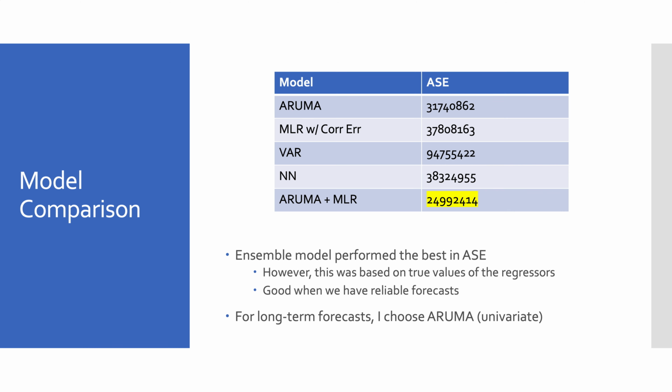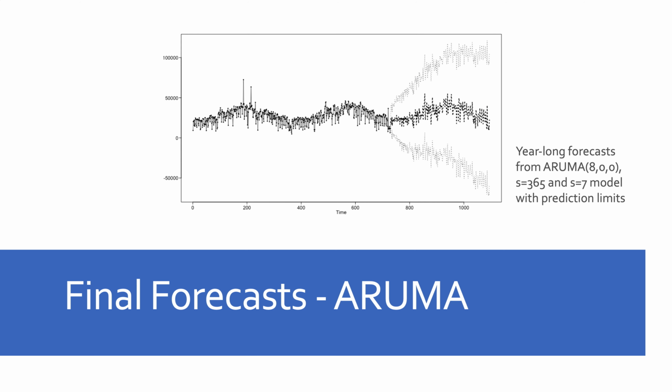So comparing the 5 models I created, we see that the ensemble model did have the best ASE, but it's important to note that those were based on true values of the explanatory variables. This would be good for maybe a short-term forecast where we're confident in the weather forecast for the next week or so. But for longer-term forecasts, I would choose the ARUMA model, which is univariate, so we don't have to depend on long-term forecasts of other variables.